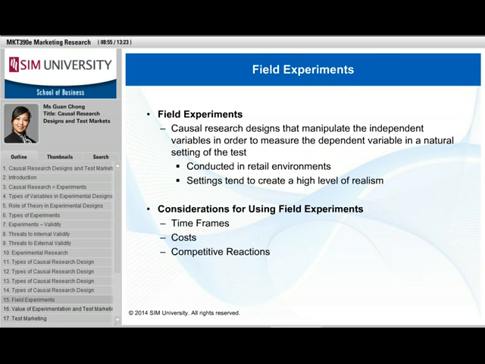Field experiments are causal research designs that manipulate the independent variables in order to measure the dependent variable in a natural setting of the test. It could be conducted in retail environments. The settings tend to create a high level of realism. The major considerations for using field experiments include time frames, costs, and competitive reactions.